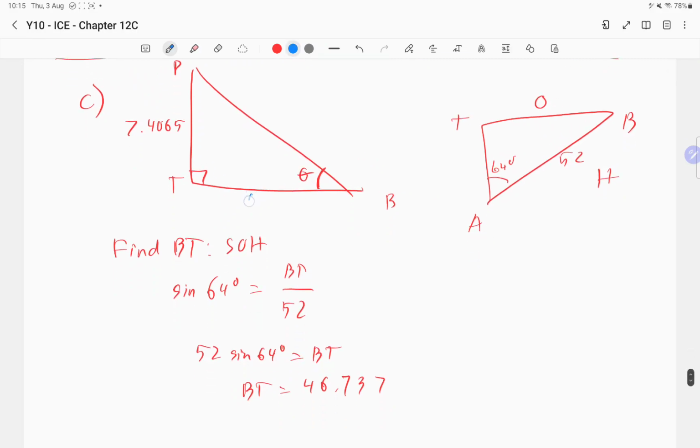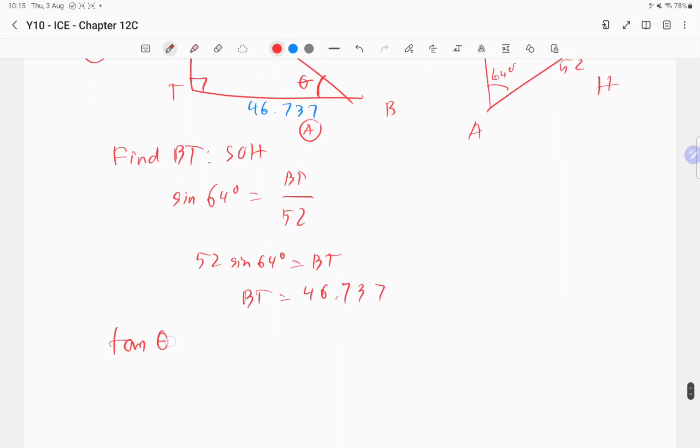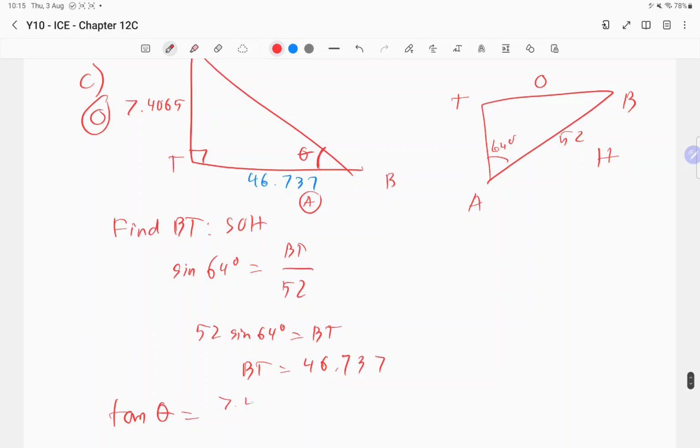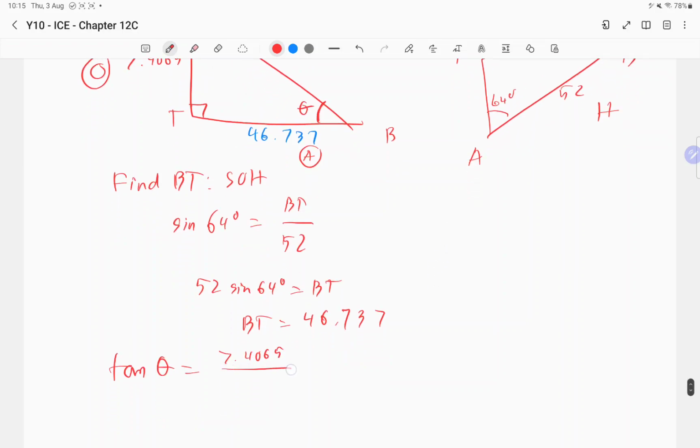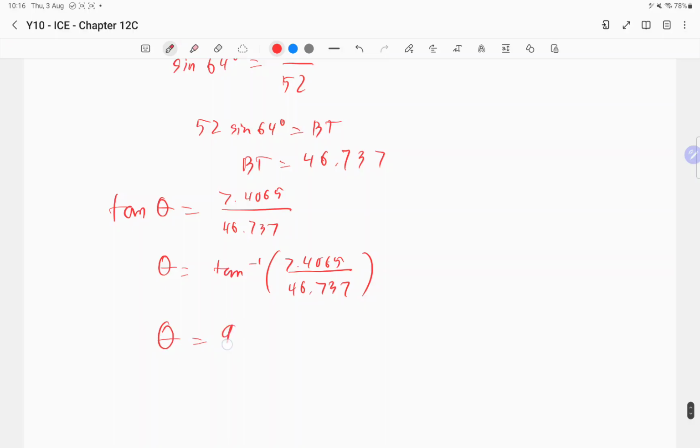So we've found BT. Let's put that into this diagram, 46.737. So that's the opposite side, that's the adjacent. We need to use tangent. Now we can actually find the angle. So tangent of theta would be opposite, which is 7.4065, over adjacent, which is 46.737. And so theta would be inverse tangent of that. Just punch the whole thing into the calculator, 7.4065 over 46.737. And the answer should be 9.005, or just 9.0 degrees to one decimal place.